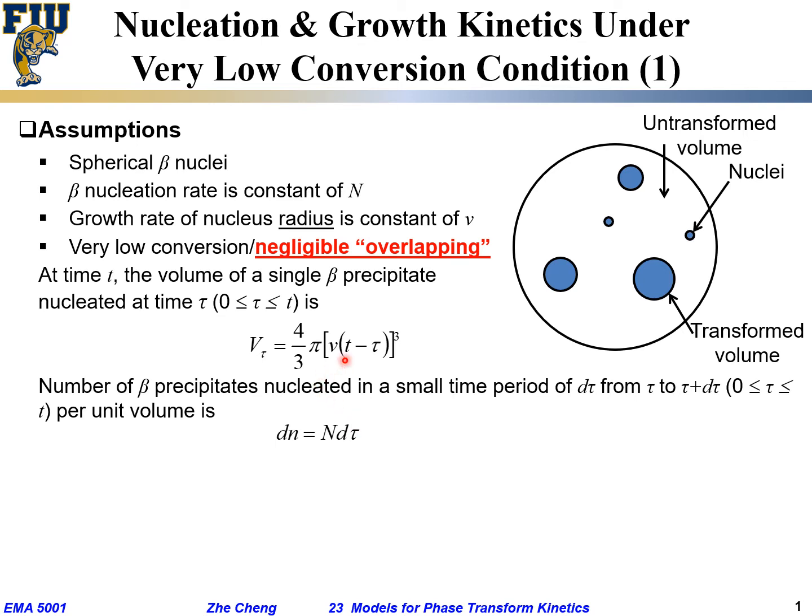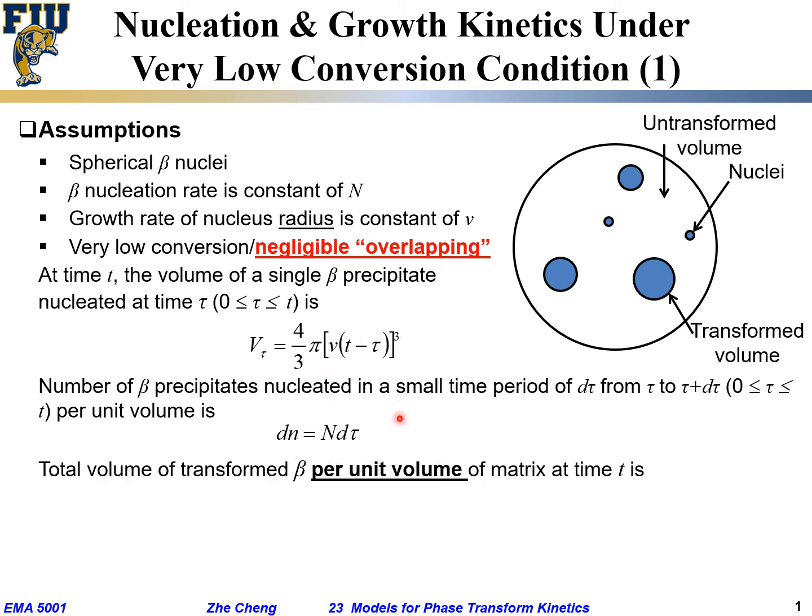With these two, now we can calculate the total volume of transformed beta precipitate per unit volume of the matrix at time t. Now at the time so-called t, which is of course, as we said, longer than tau.